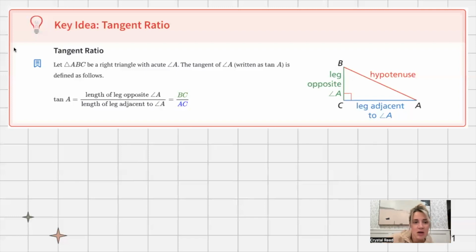It says, let triangle ABC be a right triangle with acute angle A. The tangent of angle A, written as tan A, is defined as follows. Tangent A equals the length of the leg opposite to angle A over the length of the leg adjacent to angle A. So whatever the length of side BC is over the length of side AC. And then from there, you just do some algebra to solve it.